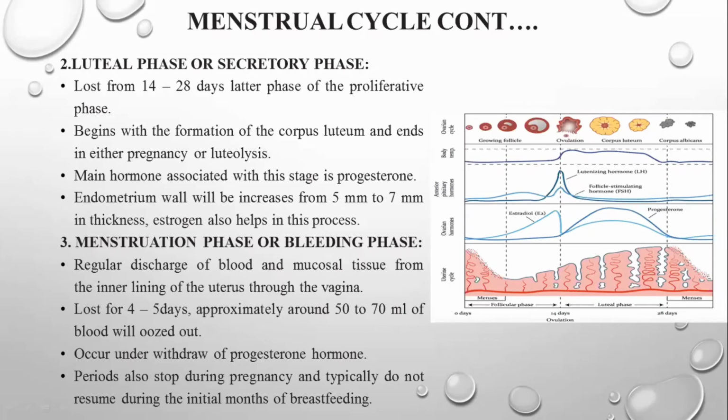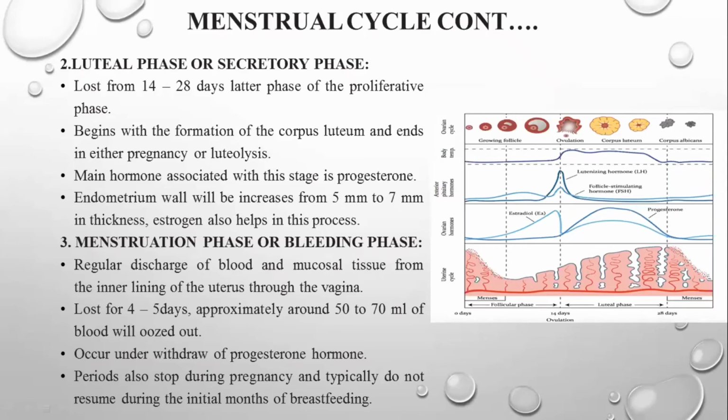Because the progesterone hormone released from the corpus luteum helps in the thickening of your endometrium and makes a cushioning effect for the zygote, if fertilization takes place. That's the formation of the corpus luteum. This phase lies between the formation of the corpus luteum and ends in pregnancy, in case the released secondary oocyte gets fertilized with the sperm, and the further process takes place.